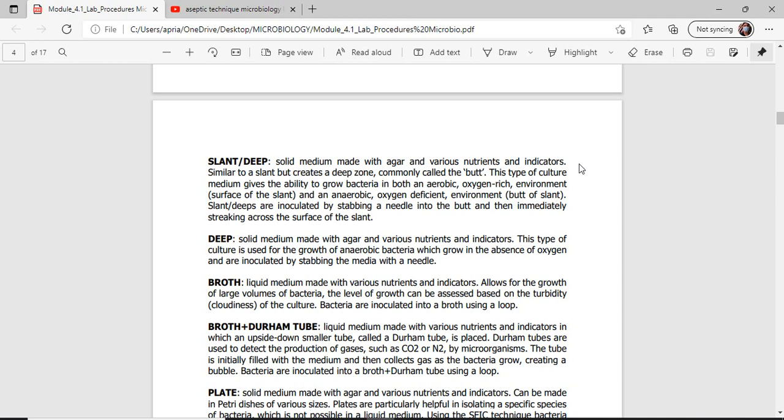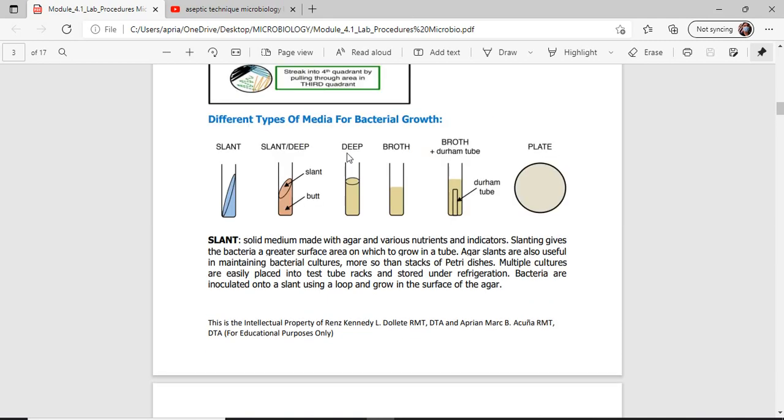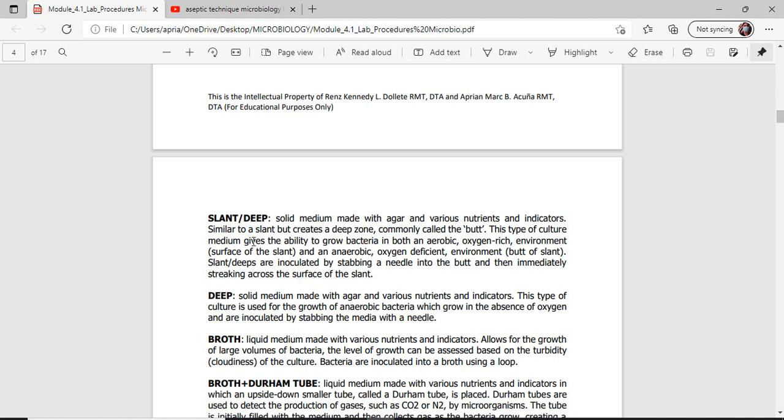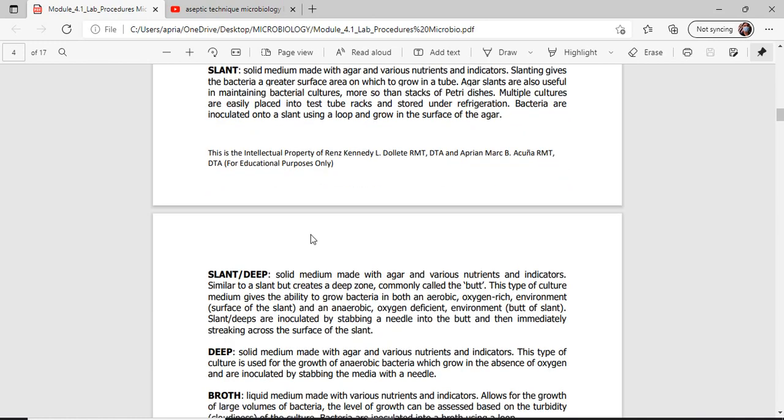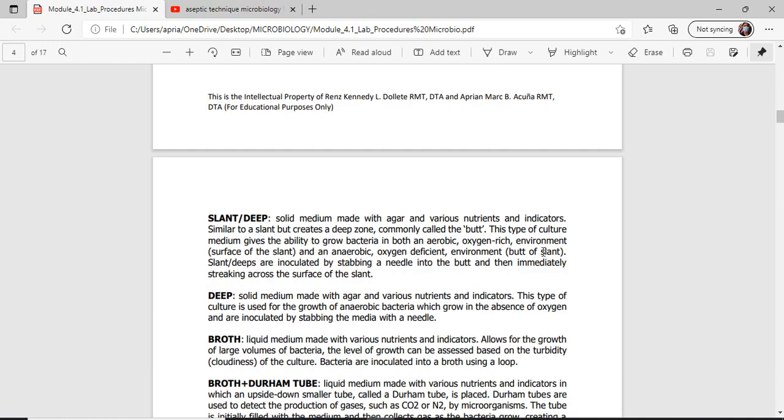But ang shape lang nila ang naglain. Okay, thus it is similar but creates a deep zone commonly called your butt. This type of culture medium gives the ability for the bacteria to grow in both aerobic, which is the surface here, and also anaerobic, kung i-pinch mo or mag-inoculate ka with the use of an inoculating needle. Okay, ayan, explain ko na. Including a stabbing needle, which you use instead of streaking across the surface sa atong slant.